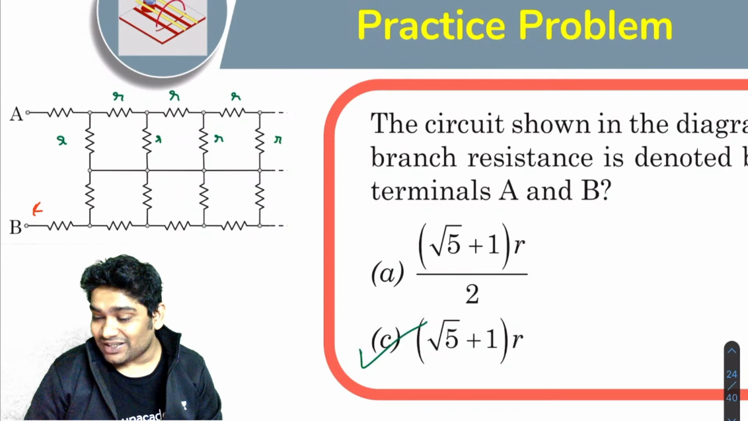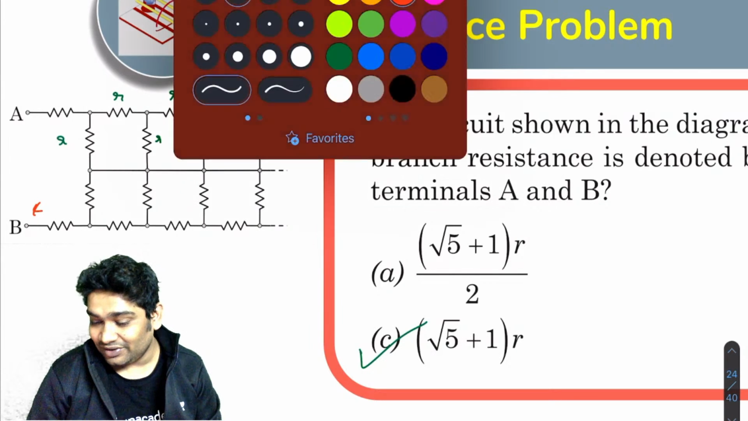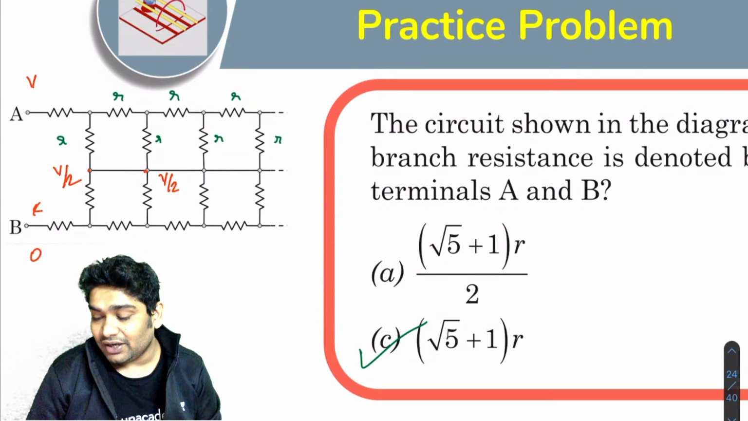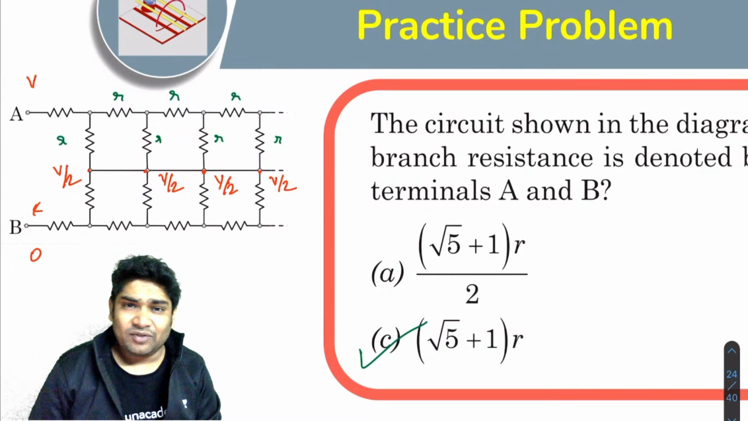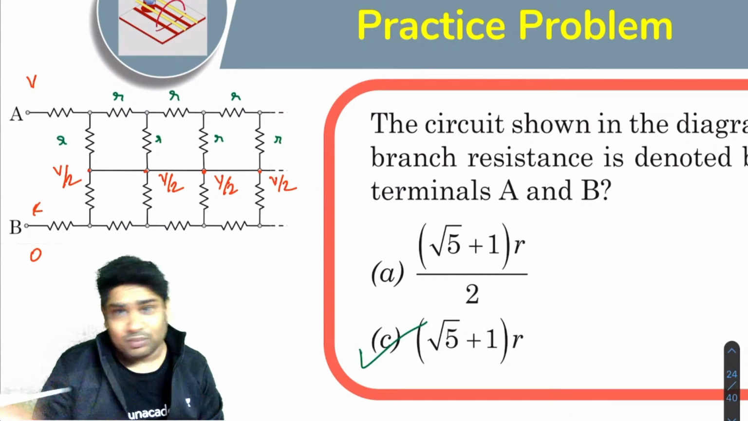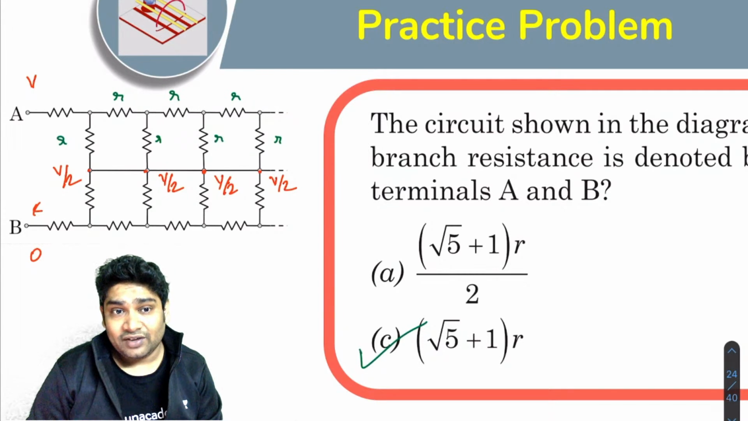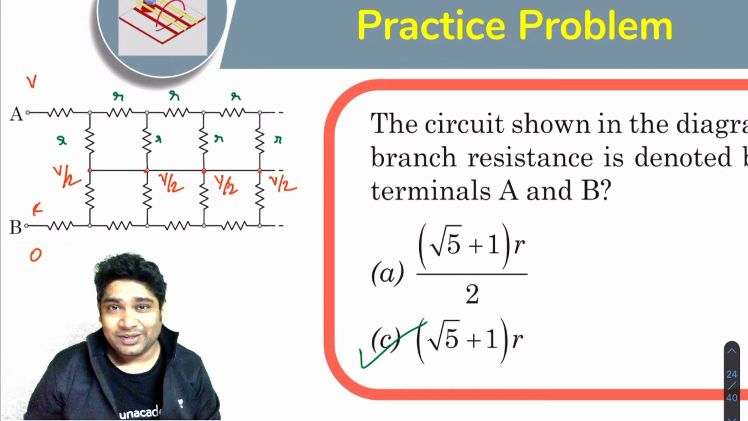If I assume that the potential here is V and the potential here is zero, then the potential at all these points, you realize, would be V by two, because of symmetry. Correct. So no current would flow through this wire. So you could have simply removed this wire also. Absolutely, that is also one way of doing this. I am just doing it another way.